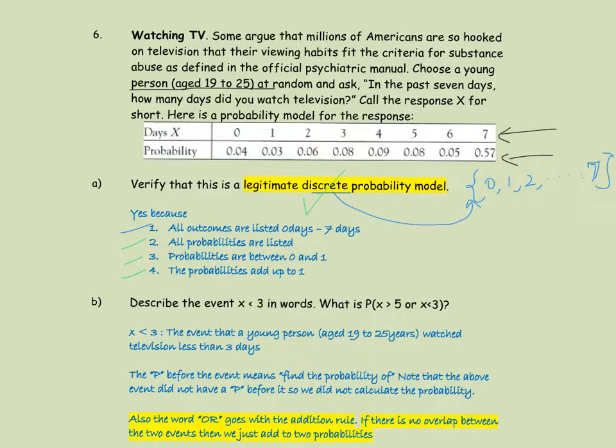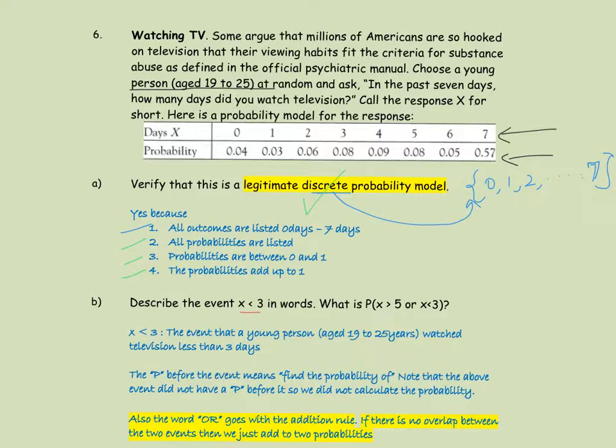Now the next question says, describe the event x less than 3 in words. So events can be described in words, or they can be a list of outcomes. You have to know how to do both, because for calculations we'll need to know what the list is, and to explain it we'll need to know how to use words to explain that outcome.